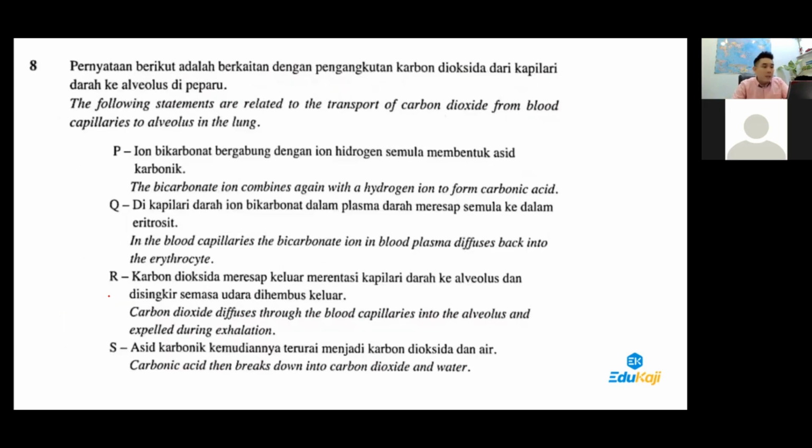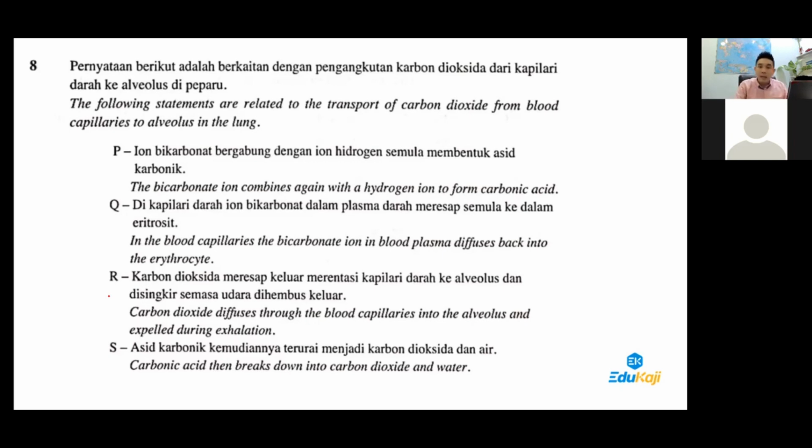Now, number 8, this is to do with the transport of CO2, meaning Form 4, Chapter 8, the ending of Chapter 8. Now, just to share with you all, this particular subtopic is considered new in KSSM. It wasn't present in the old KBSM syllabus.